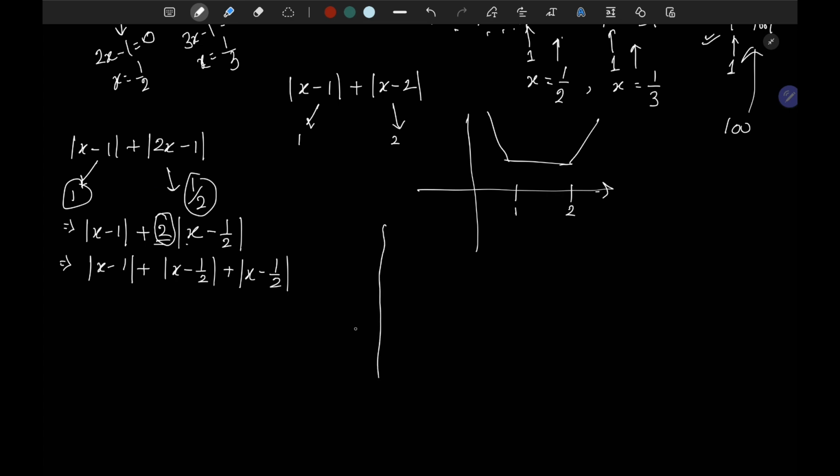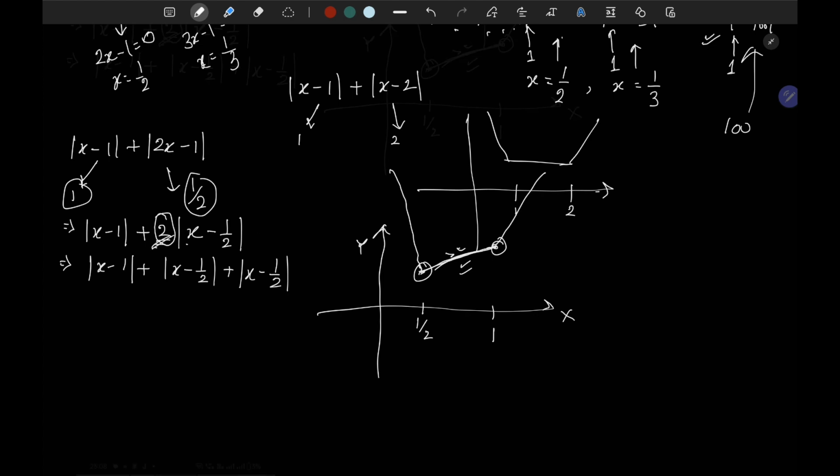So the graph will look something like this. If this is your x equal to 1/2 and this is your 1, your graph will be like this. This is no more parallel to the x-axis, slightly slanted this side, and as you can see we have 2 sharp edges within the graph. So this happens due to a different weight distribution within the modulus.